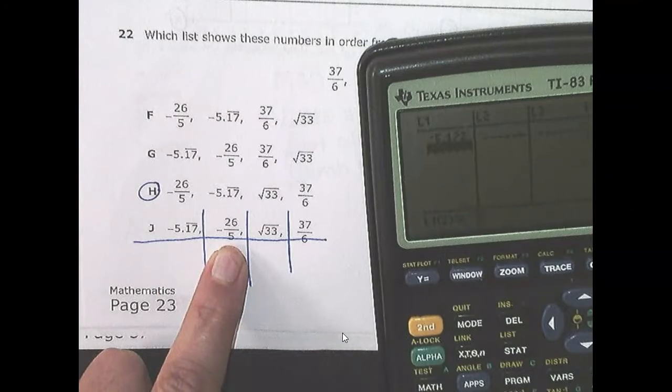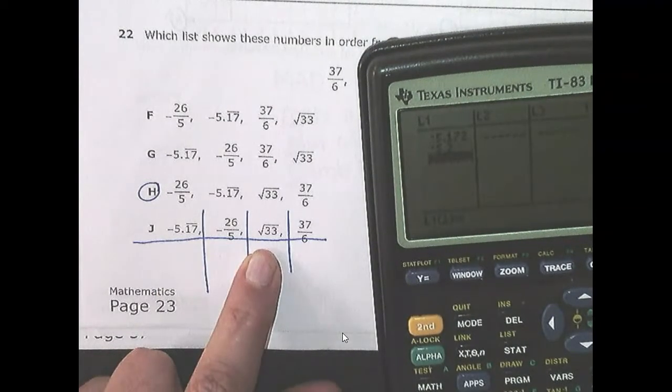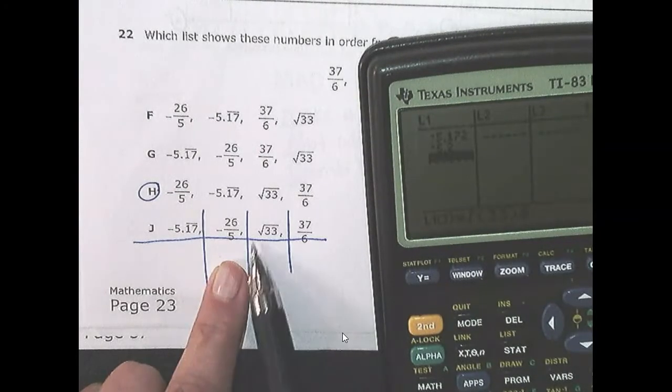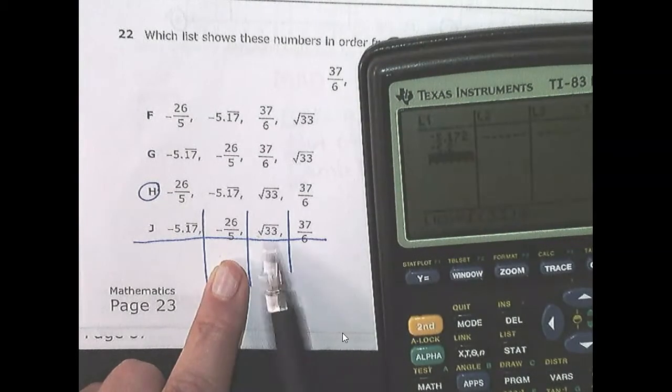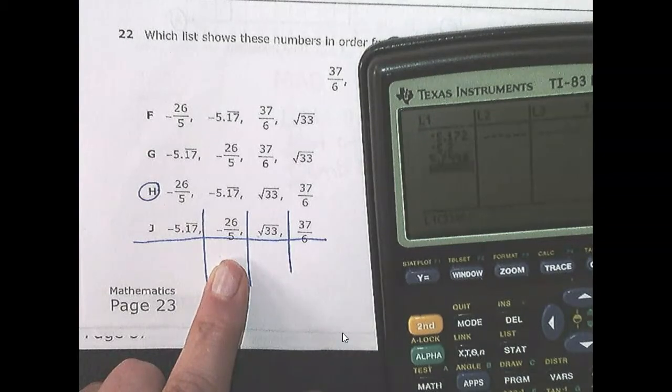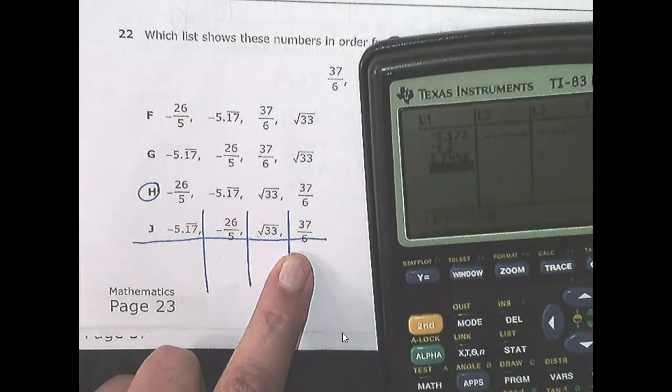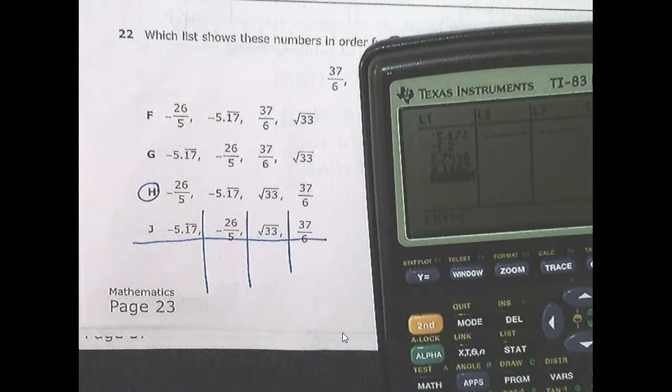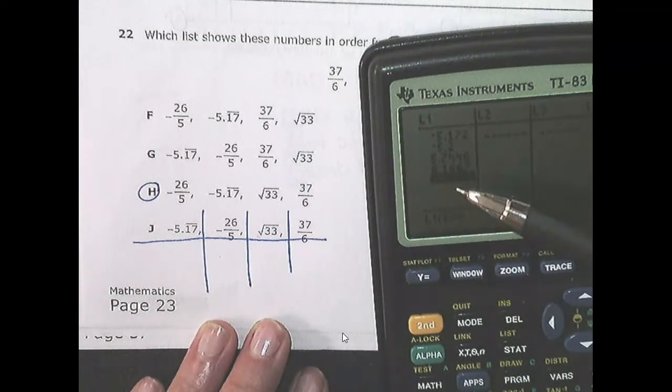How do you type that in? How about negative 26 divided by 5? That's pretty easy. How about square root 33? Where do you close the door? At the end. Isn't the bottom right here? Close the door right there. And then 37 divided by 6. That's pretty simple too. Before you start shifting everything around, you probably need to write this down.